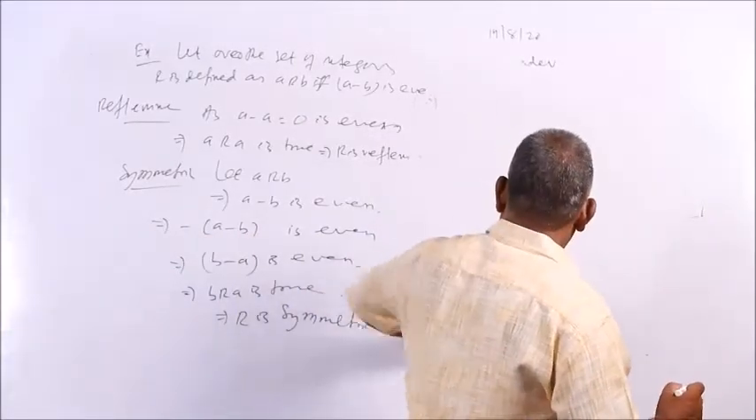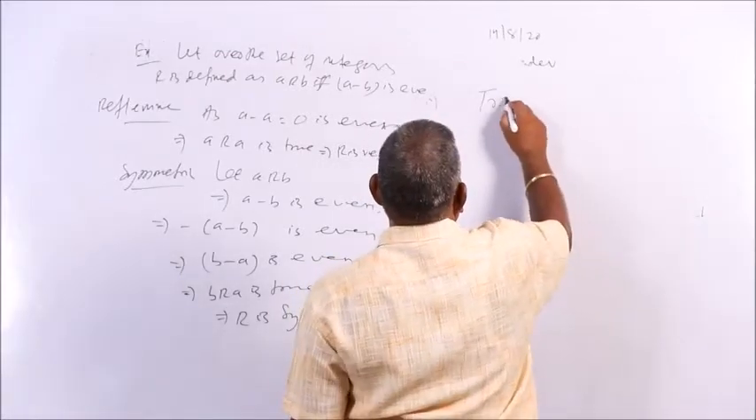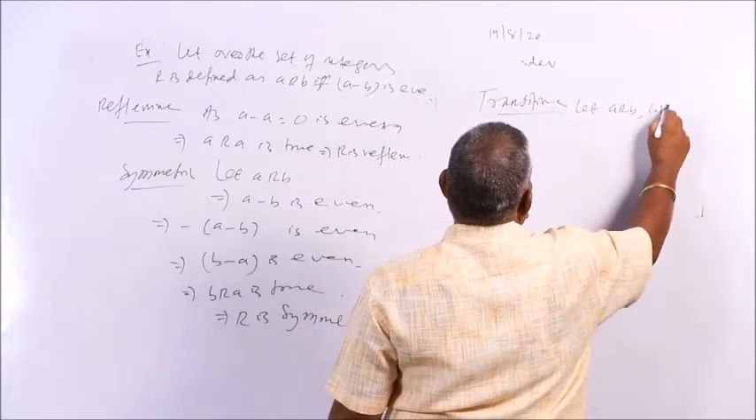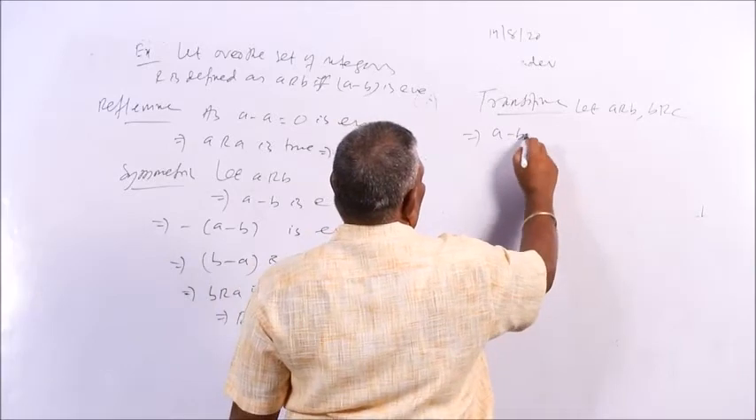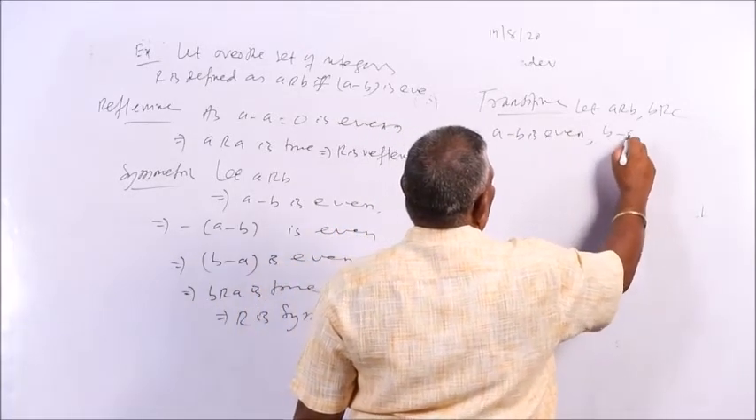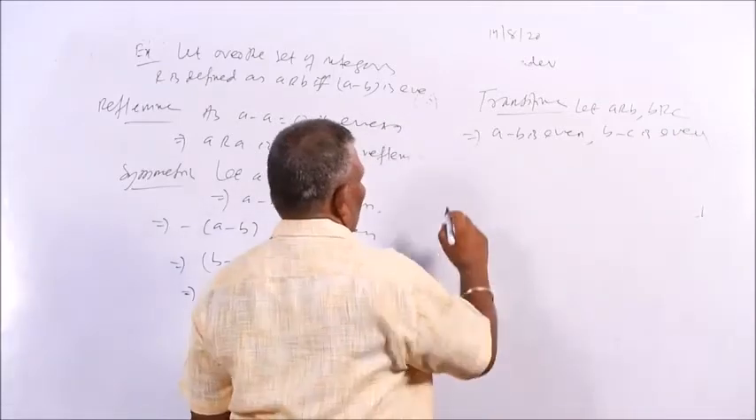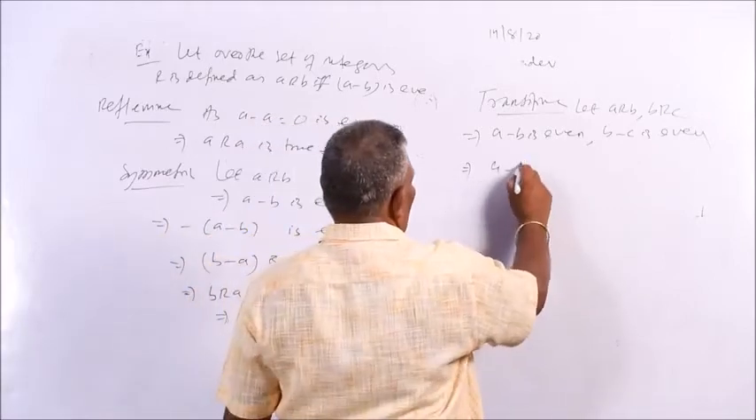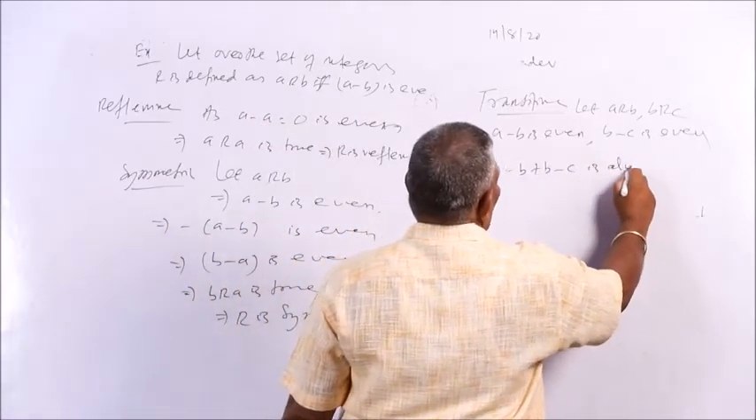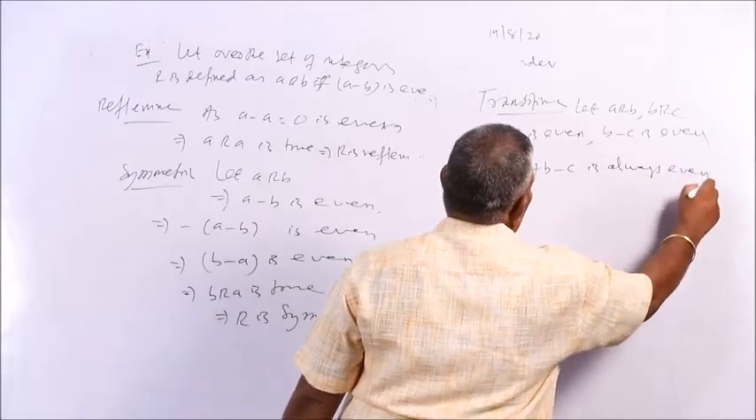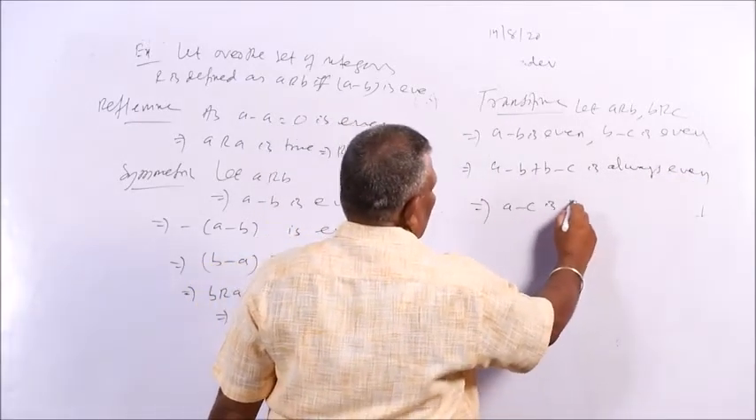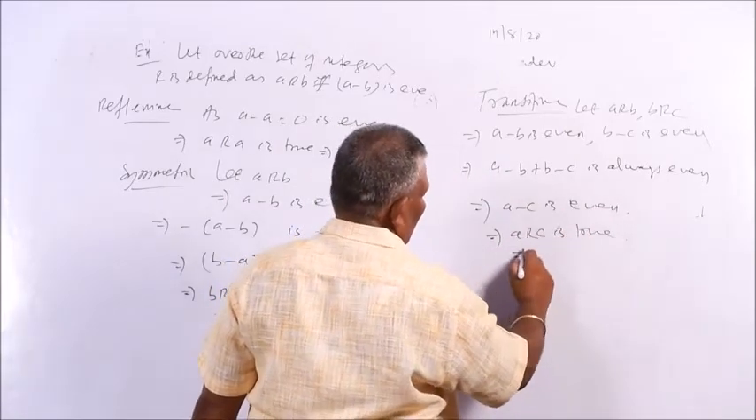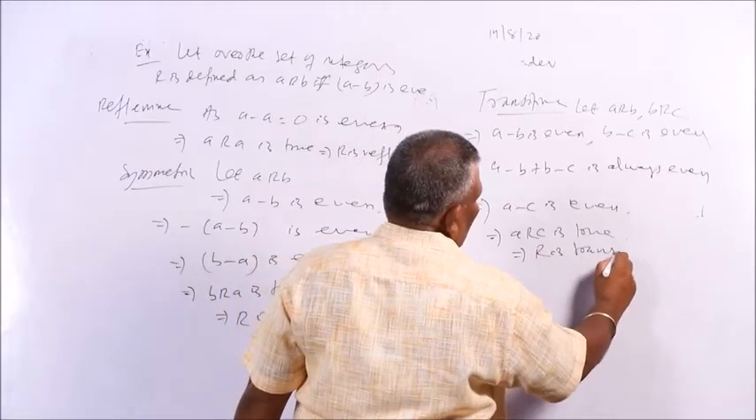Then transitive. Let A related to B, B related to C, that implies A minus B is even, B minus C is even. So we know that the sum of two even integers is always even. So A minus B plus B minus C is always even. That implies A minus C is even. That implies A related to C is true, implies R is transitive.